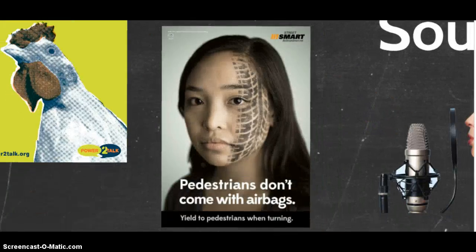Notice in the example here that the message is conveyed visually through a powerful appeal to pathos represented in the image. But the same message is also conveyed in the verbal channel through the words, "Pedestrians don't come with airbags, yield to pedestrians when turning." The words, which primarily appeal to logos, serve as a nutshell for the whole argument, making the poster's message unmistakably clear.